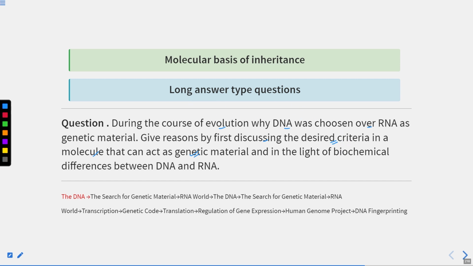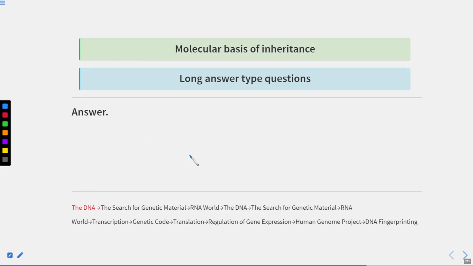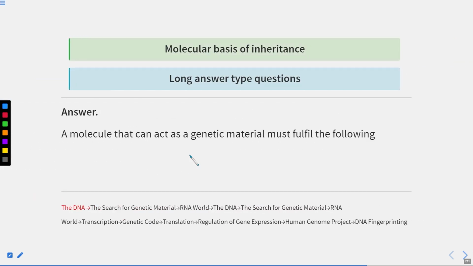So you have to describe some criteria for a molecule to be called a genetic material, and how you have to describe it in the light of biochemical differences between DNA and RNA. Now, a molecule that acts as a genetic material must fulfill the following points. So these are the criteria.